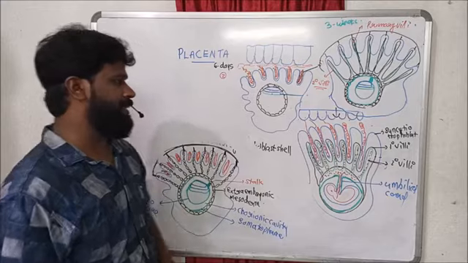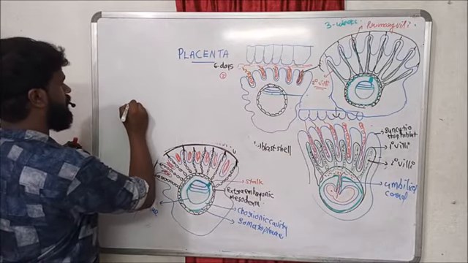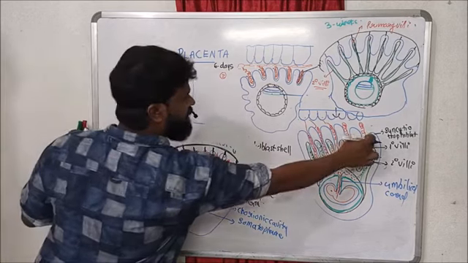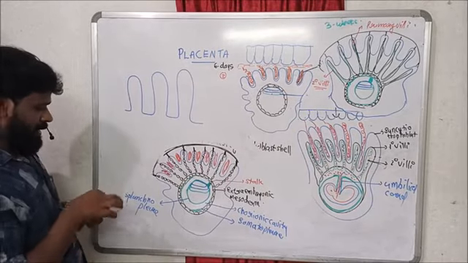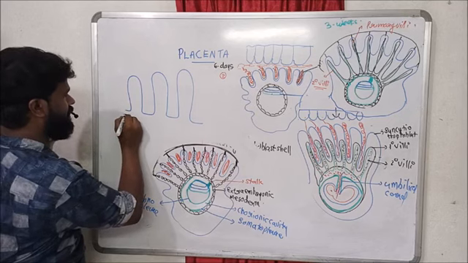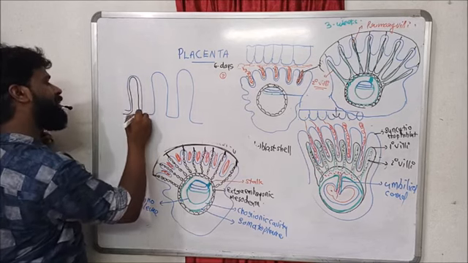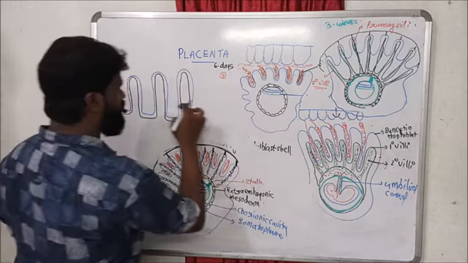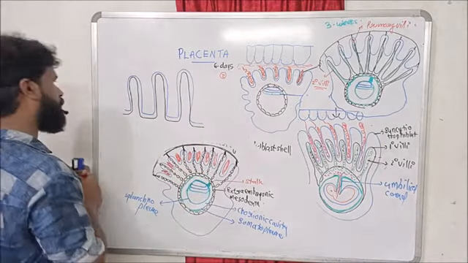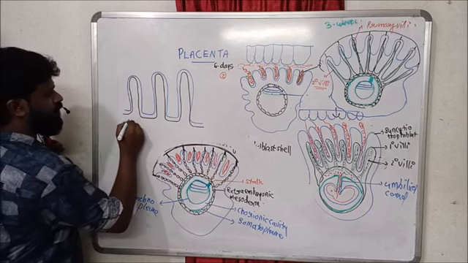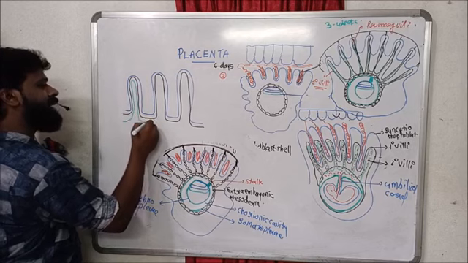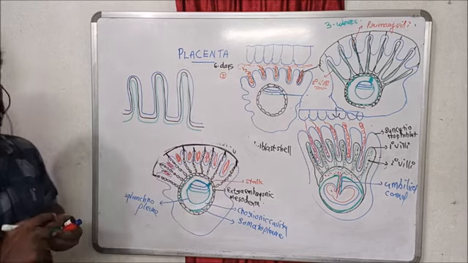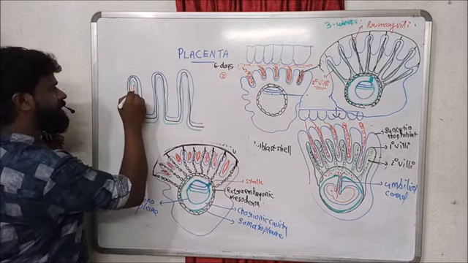See this part, this is the syncytial trophoblast. The syncytial trophoblast contains the primary villi, which are formed from the cytotrophoblast, the projections of cytotrophoblast. And inside the cytotrophoblast are the projections of extra embryonic mesoderm, the secondary villi. This secondary villi contains blood vessels.